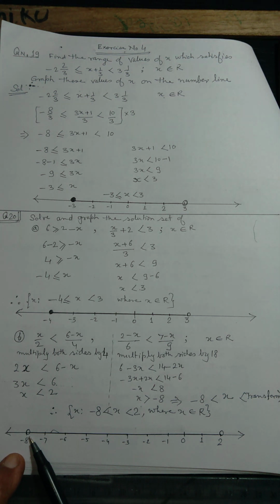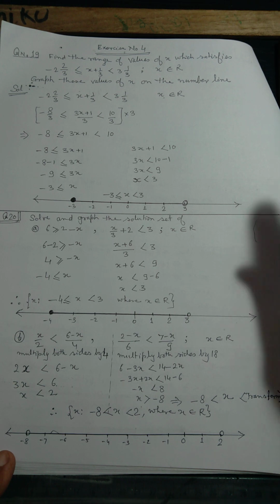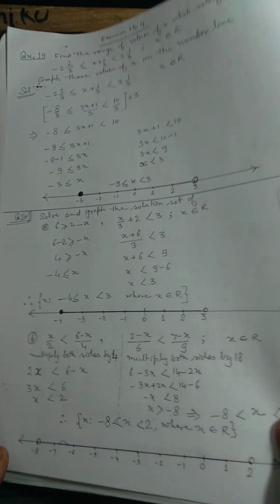You see, minus 8 is here and 2 is here. The line drawn from minus 8 to 2 is darkened. The graph starts excluding minus 8 and excluding 2. So the complete graph will be the solution for this question. Now come to question number 21.